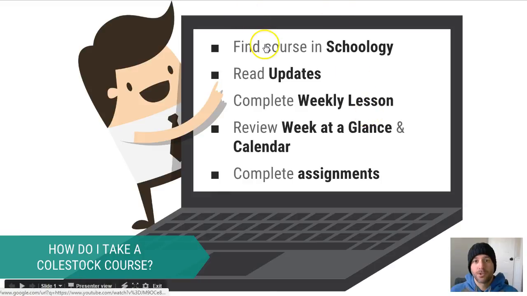Remember, find the course in Schoology. Read the updates every day. Complete the weekly lesson. You can click on the link in the update, or you can click on the sidebar, which has the weekly lesson. Make sure you read the Week at a Glance for every single week. It has your KUD as well as what you will be accomplishing that week. And make sure you're looking at the calendar so that you can graphically see what you're doing in the class. Then and only then, you will complete the assignments in order by week from top to bottom. And most things are listed resource, assignment, resource, assignment.